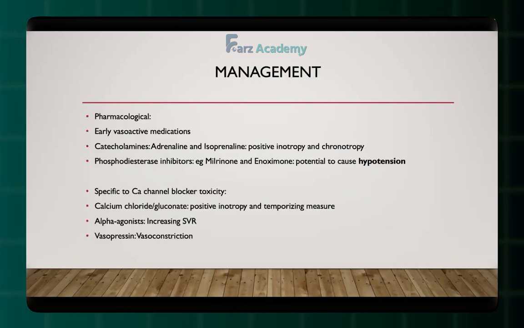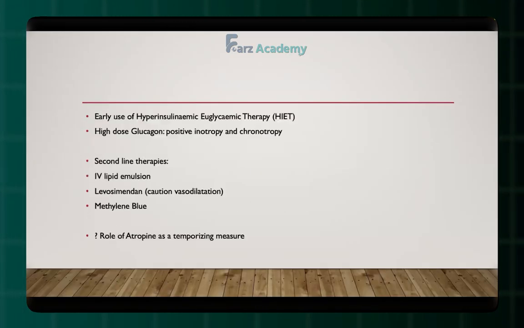Management wise, pharmacological, early vasoactive medications, catecholamines like adrenaline, isoprenaline, which cause positive inotropy and chronotropy. Phosphodiesterase inhibitors, for example, milrinone and inoximone. However, there's a potential they may cause hypotension as well. And specific to calcium channel blocker toxicity include calcium chloride or gluconate. It causes positive inotropy and can be used as a temporizing measure. And alpha agonists, which increase the systemic vascular resistance, and vasopressin, which leads to vasoconstriction.